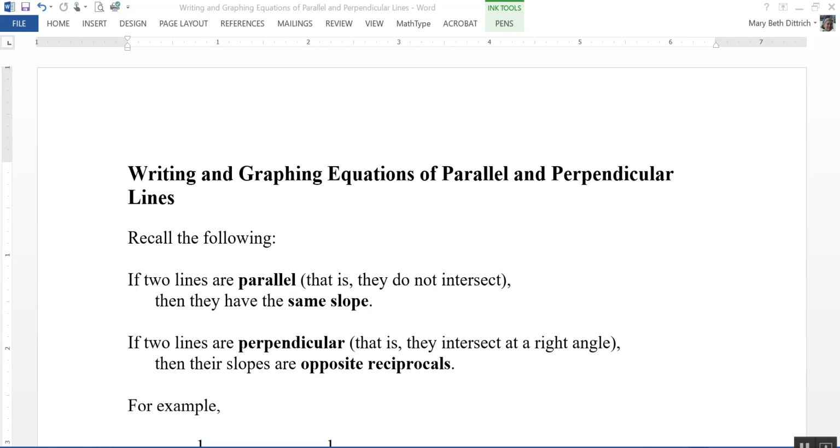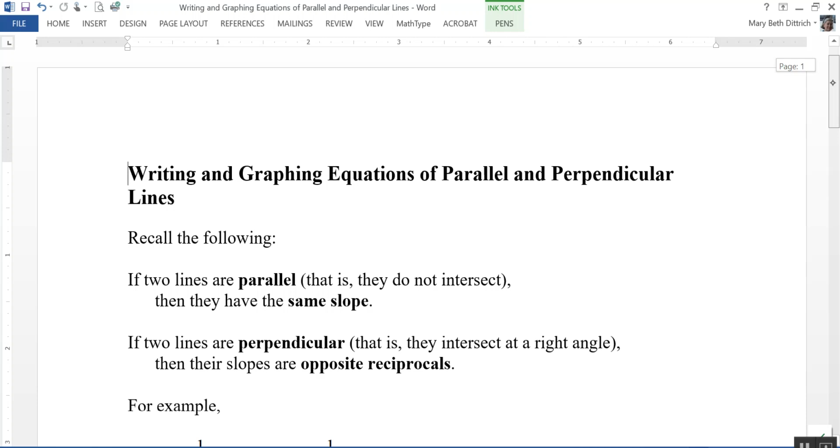This video is on writing and graphing equations of parallel and perpendicular lines. Recall the following. If two lines are parallel, that is, the two lines do not intersect, then they have the same slope. If two lines are perpendicular, that is, they intersect each other at a right angle, then their slopes are opposite reciprocals of each other.